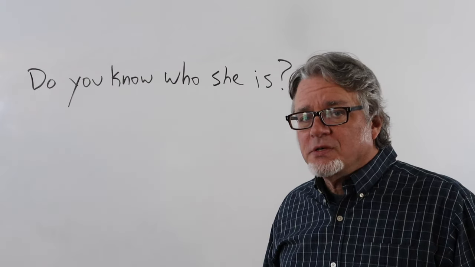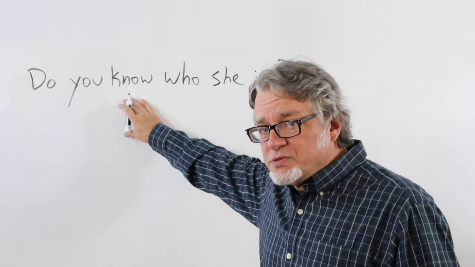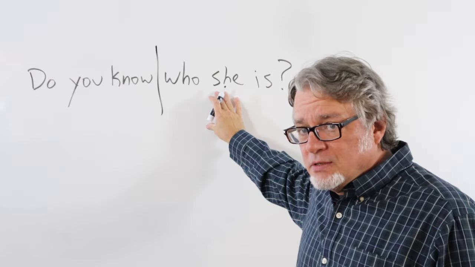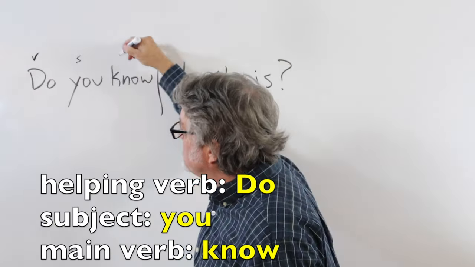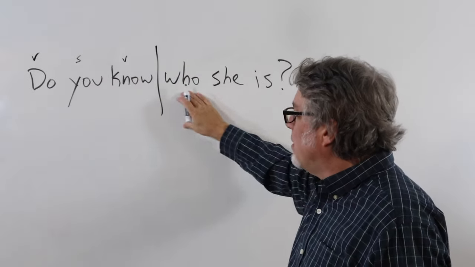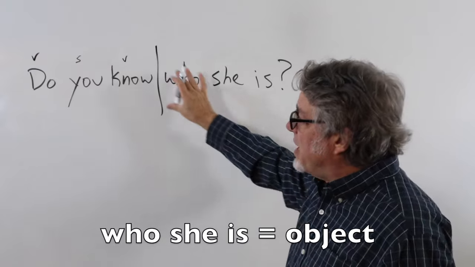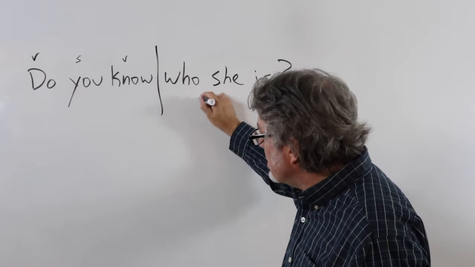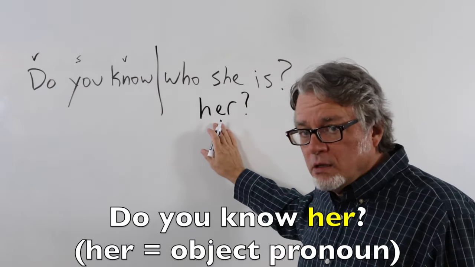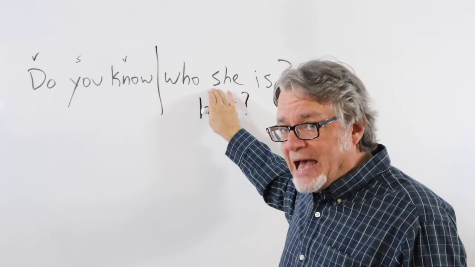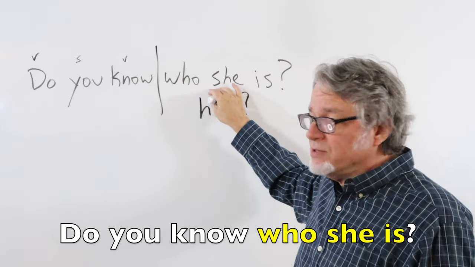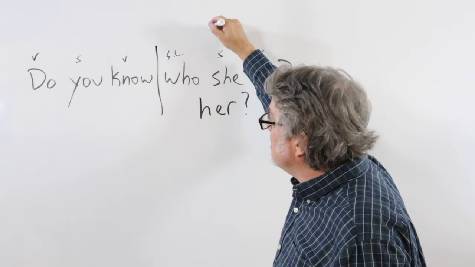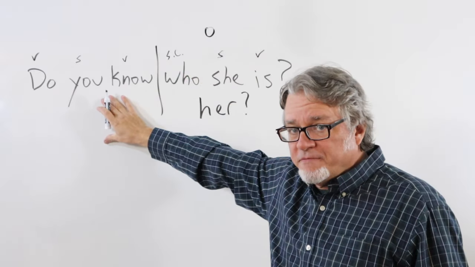Do you know who she is? This question is really in two parts. Here forms the question, and this is the noun clause. This is the helping verb, here's the subject, here's the main verb, and all of this functions as the object for the first part of this question. We could replace this with her. Do you know her? Instead, you can use a noun clause. Do you know who she is? This is the subject, this is the verb. Altogether, this forms the object for the first part of this question.